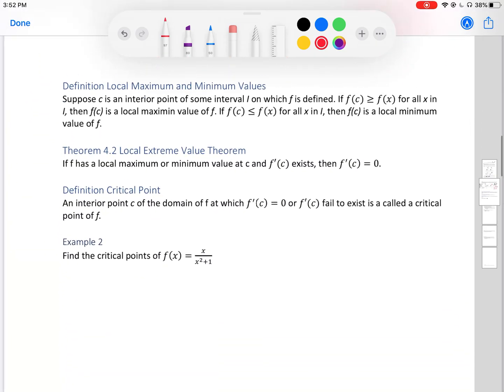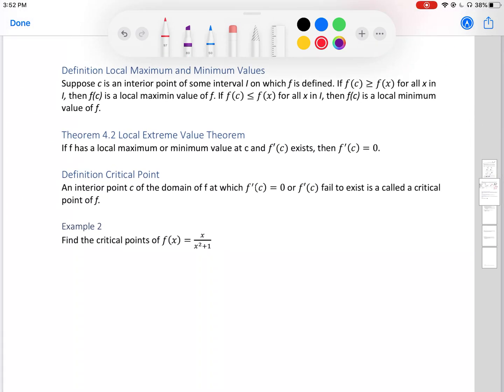Next, a couple of definitions and a theorem. Definition of local maximum and minimum values. Suppose c is an interior point of some interval I on which f is defined. If f of c is greater than or equal to f of x for all x in I, then f of c is a local maximum value of f. If f of c is less than or equal to f of x for all x in I, then f of c is a local minimum value of the function. Meaning within your function, it's just a lower value or a higher value in your graph.